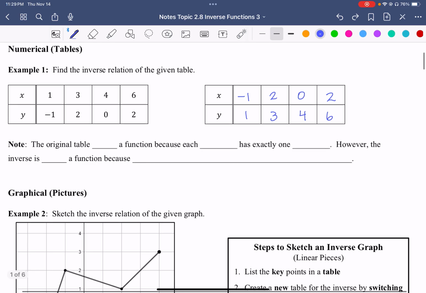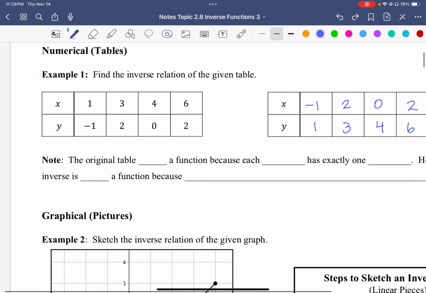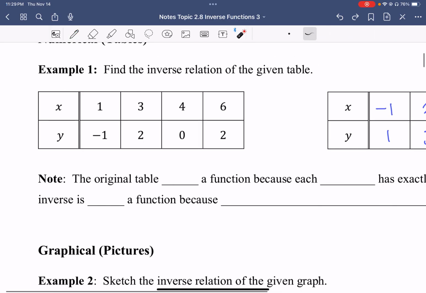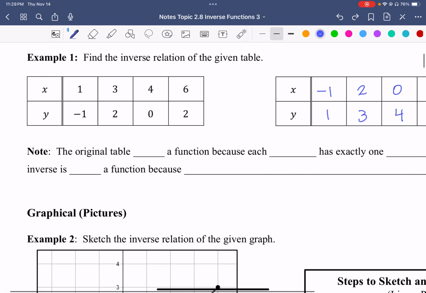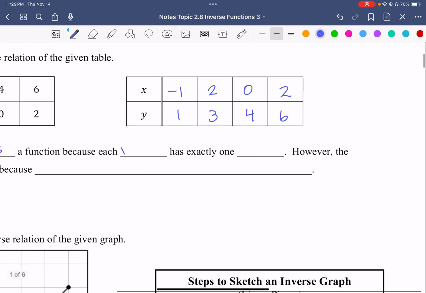Okay, now if you remember what a function is, when every x value maps to only one y value. So the original table, if you look at the x values, we have 4 different x values. So none of the x values repeat. So we can say that the original table is a function because each x value has exactly one y value.